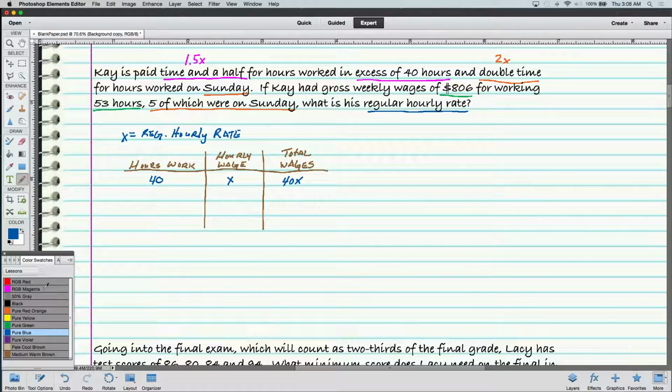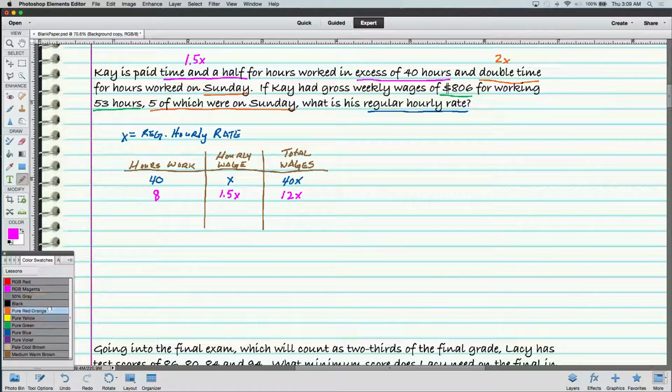Our overtime hours, which is our time and a half hours, how many hours of those did they work? Well, 5 hours were on Sunday. 53 hours were more than 40. So how many hours is left over? We're going to have 8 regular hours. So our hourly wage is 1.5x. Well, what is 8 times 1.5x? It's going to give us 12x.